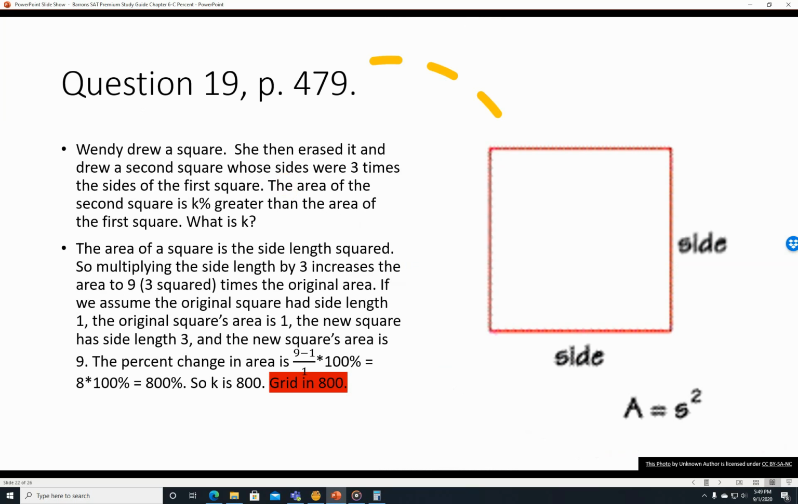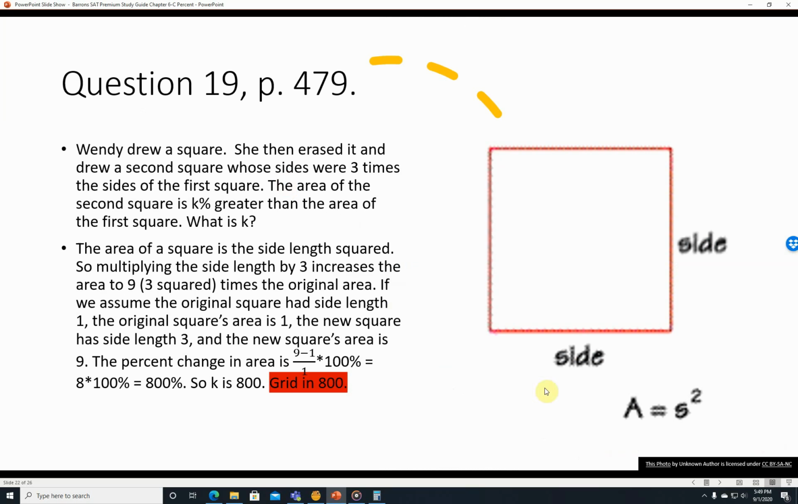And question 19, page 479. Wendy drew a square. She then erased it and drew a second square whose sides were 3 times the size of the first square. The area of the second square is k% greater than the area of the first square. What is k?